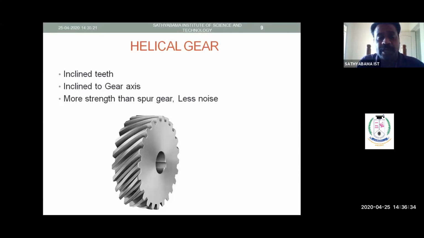Same concept. Compared to the spur gear with straight teeth, if you make some inclination in the teeth, noise will be reduced. If you are buying a car or if you are driving a bike, you don't want more noise. It is customer satisfaction, right? So from the customer point of view, we have to think of helical gears or herringbone gears rather than spur gears.